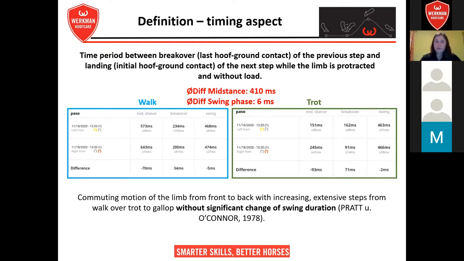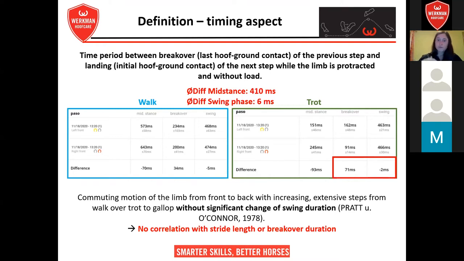If you compare mid-stance, so if you check how long the hoof is on the ground, you see walk is 410 milliseconds slower than trot, but not in swing phase. So swing phase keeps more or less the same. It's not related to the gait; the timing stays more or less the same. And in addition, there's no correlation between the duration of mid-stance and the stride length or the breakover duration. So it doesn't matter if the horse breaks over faster or slower in one hoof, the swing phase is not correlated to this timing factor of breakover.